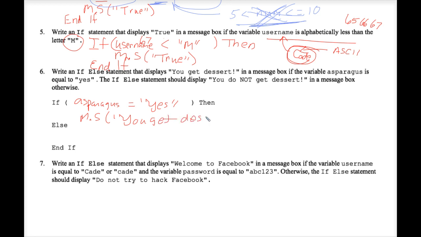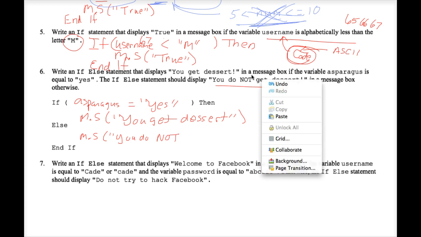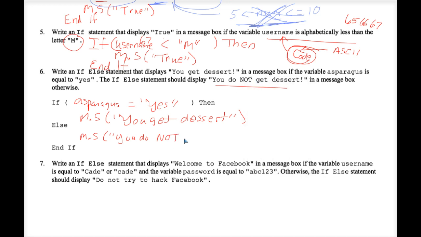But if it's not true, what are we supposed to do? We're supposed to messagebox.show, you do not get dessert. So indented for good style, below the word else, but above the word end if, messagebox.show, you do not, in all uppercase letters, because that's what I told you to do, get dessert. So, any questions on that answer there for number 6? Oh, I need exclamation marks to be perfect there. Squeeze that in there, exclamation mark.